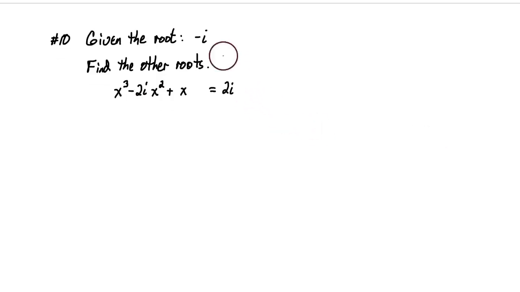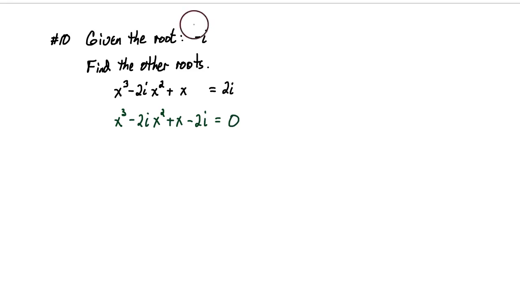Now number 10, given that one of the roots is negative i, find the other roots to this equation. Well, one thing I want you to notice is this equation is not in standard form. It doesn't say equals 0. So we need to put it in standard form. The 2i can be subtracted to the left side. So there's something you really got to watch out for. Is your polynomial equation in standard form before you start doing any work with it?